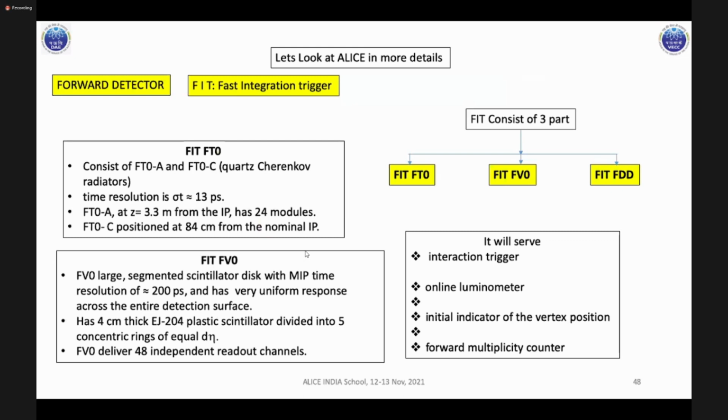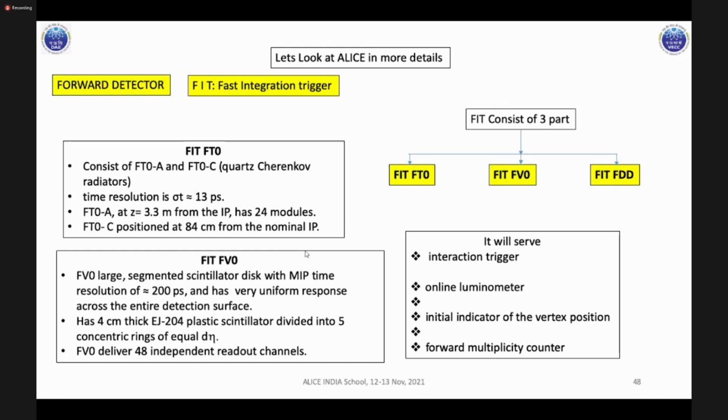Then comes the FIT. As I have said, the V0 detector, T0 detector, FMD, they used to serve the purpose of trigger detector. But after this long shutdown, there is no V0, T0 and all these things. But you need to have triggers. How can you do this? Though we don't have V0, T0, after this long shutdown, they have installed a new trigger system. This is called Fast Interaction Trigger.